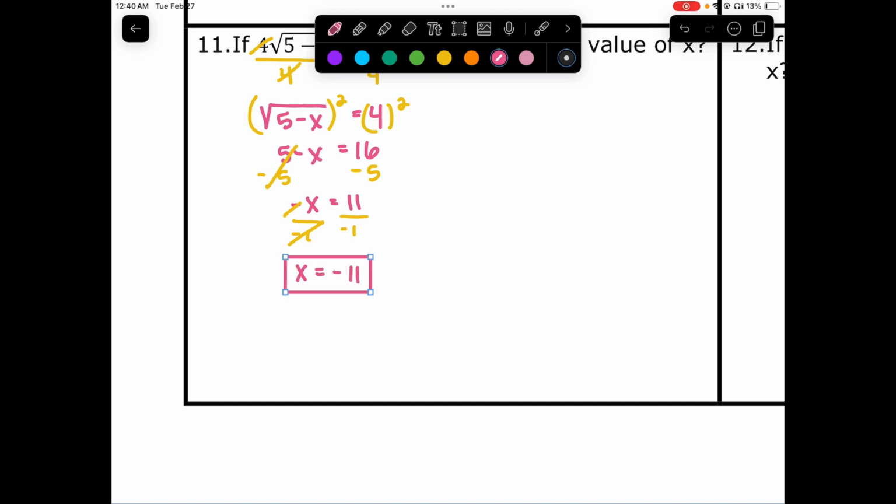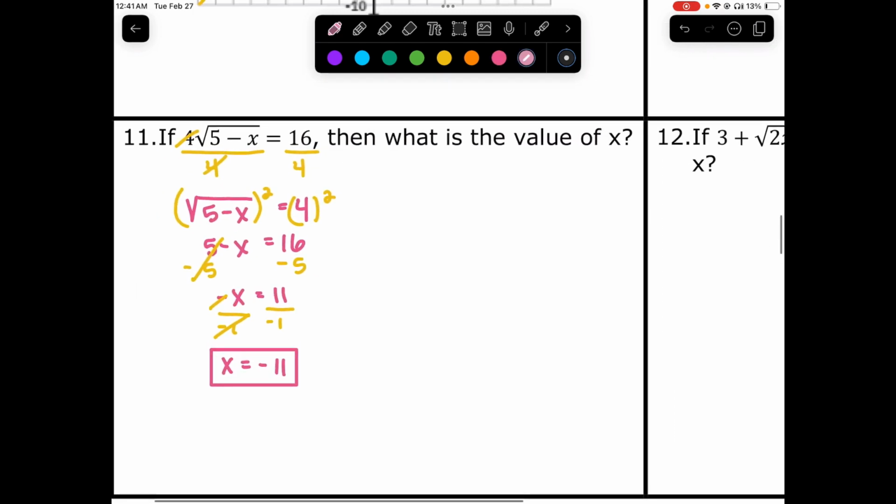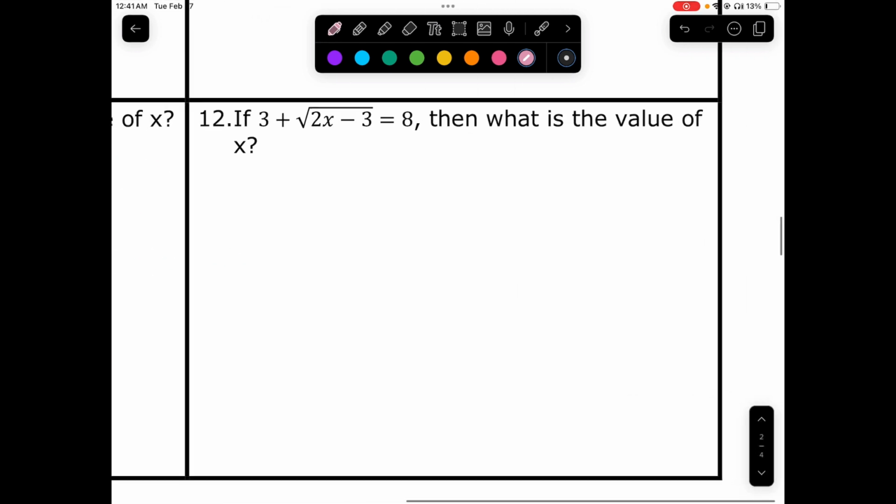All right, and check your work because paranoia could save your life one day. Could also be detrimental, but you know what I'm saying. Just saying it could save your grade. All right, so 4 square root of 5 minus -11 equals 16. So that's going to be 4 square root of 16 equals 16. Square root of 16 is just 4. So yeah, we're in good shape. Looks good. Go ahead and try 12.